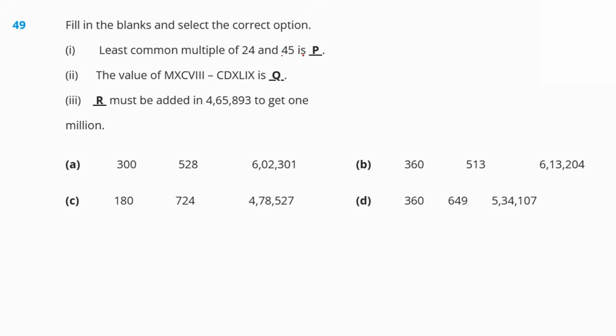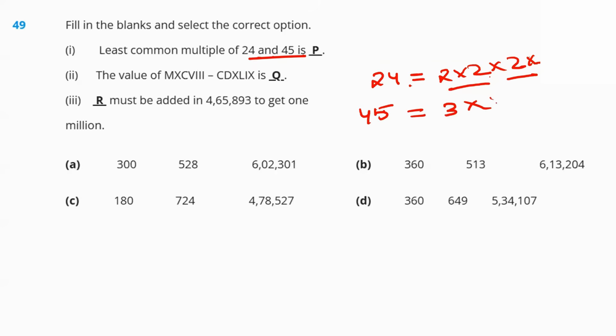Moving on to the 49th question, we need the LCM of 24 and 45. If you just need the LCM of 24 and 45, see, 24 can be written as how? If you do factorization method, 24 is 2 into 2, 4 into 2, 8 into 3. 2 2s are 4, 2s are 8, 3s are 24. Okay. Similarly, if I have to write 45, 3 3s are 9, 5s are 45.